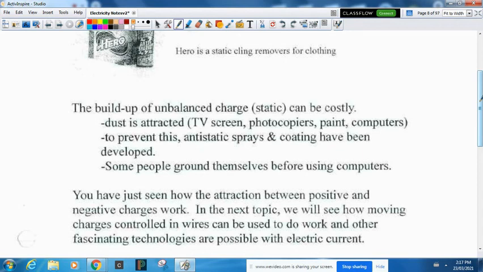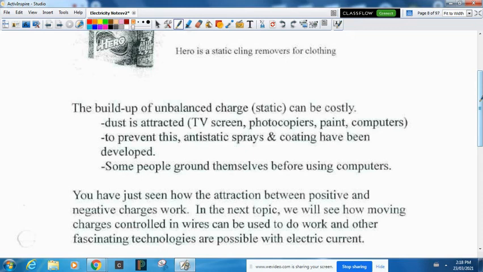There's electrostatic painting. We have electrostatic sprays and coatings to help prevent static development. In fact, on computer chips now, they have the coating. Some people with super high-end computers will always ground themselves before they use their computers. And in that sense, it prevents the static from slowing down their computers.